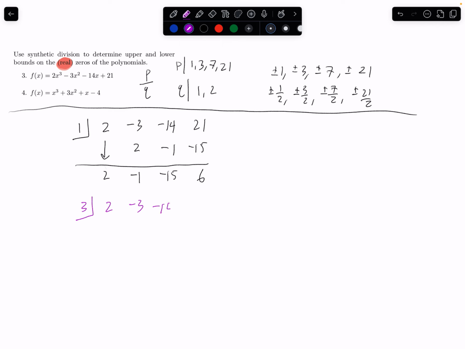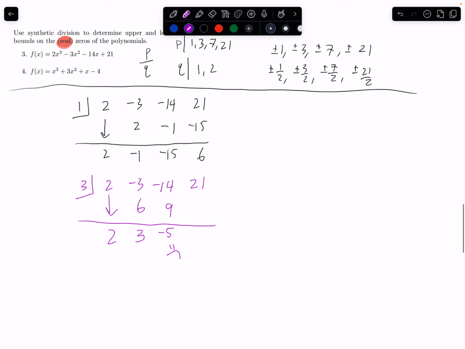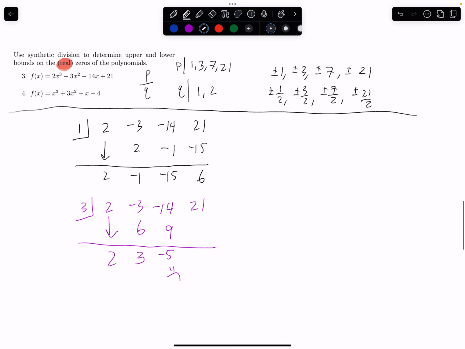Same coefficients here. Run the division algorithm. 2 comes down. 2 times 3 is 6. 6 plus -3 is +3. 3 times 3 is 9. And 9 plus -14 is -5. So already I failed. So that didn't work. So I'm going to go straight up to the next number.